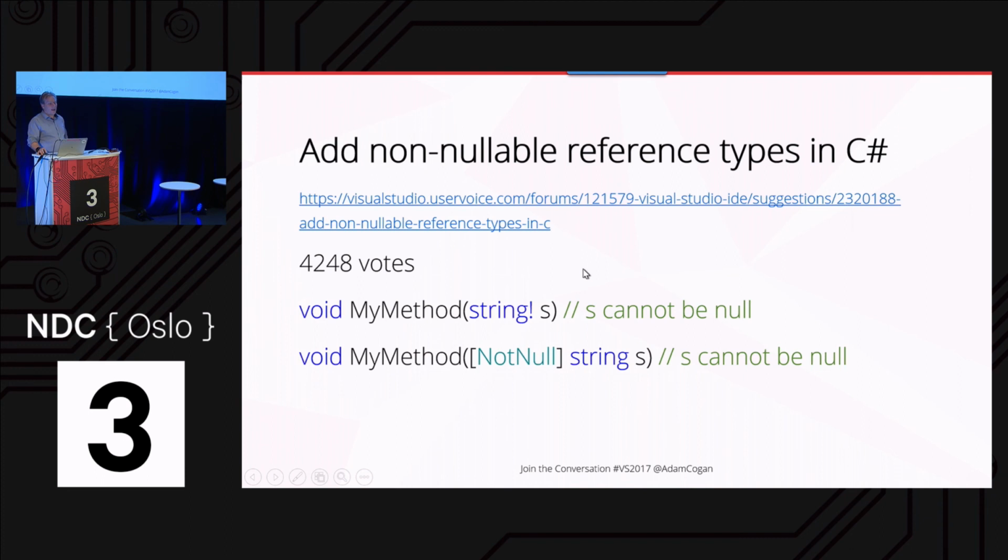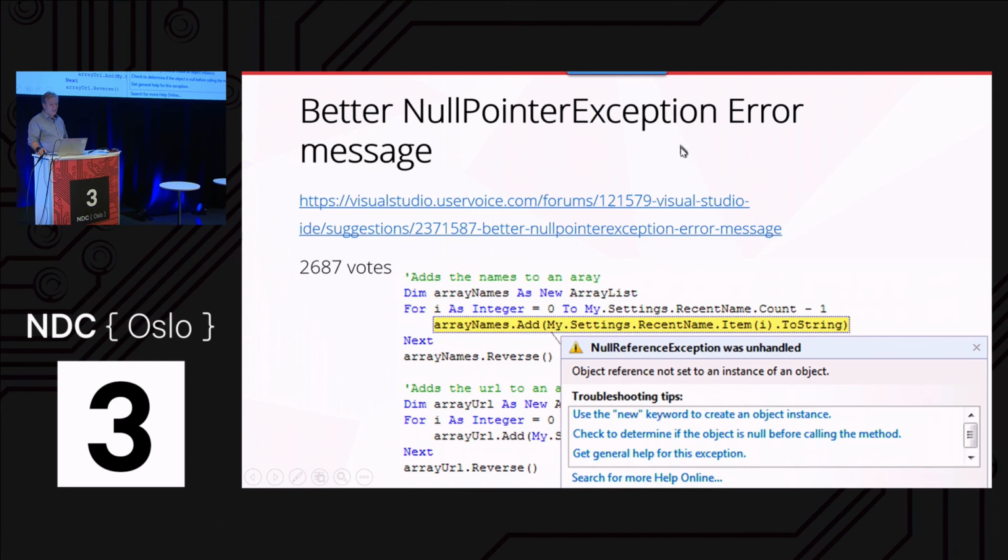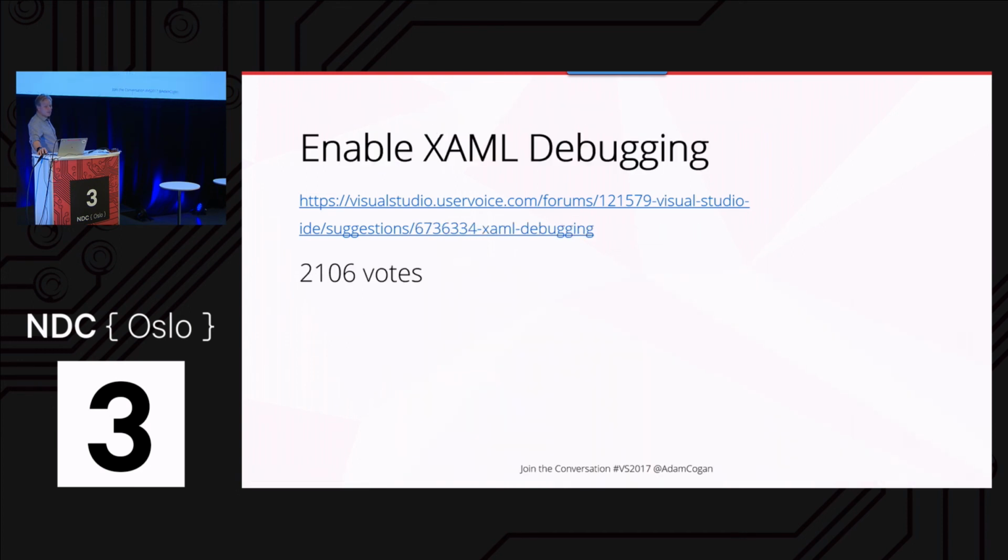But anyway, non-nullable reference types is another one people want. There's a lot of votes there. Bringing universal apps to Android and iOS. Some people, when they see the word universal app, their eyes glaze over. People don't like this: object reference not set to an instance of an object. Okay. Enable XAML debugging. I'm not sure, I don't get this, but it's a very popular request. We don't have HTML debugging like that.